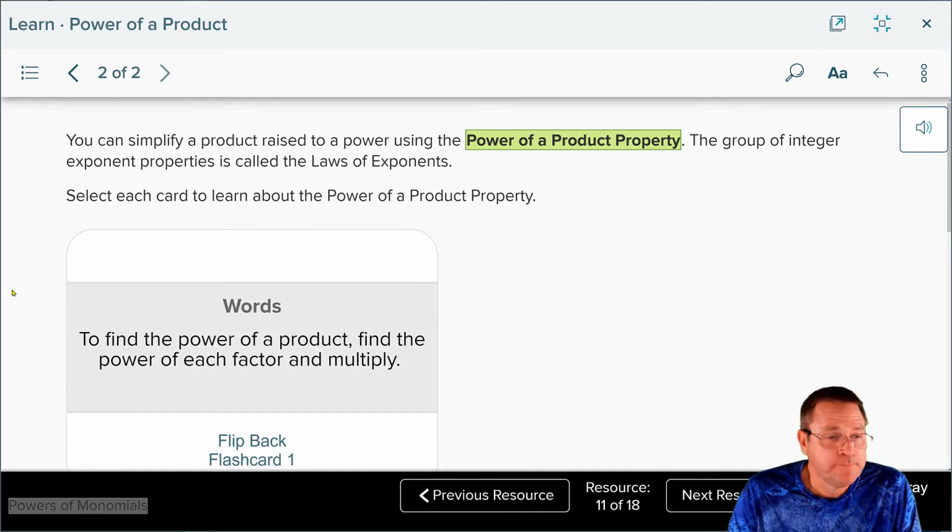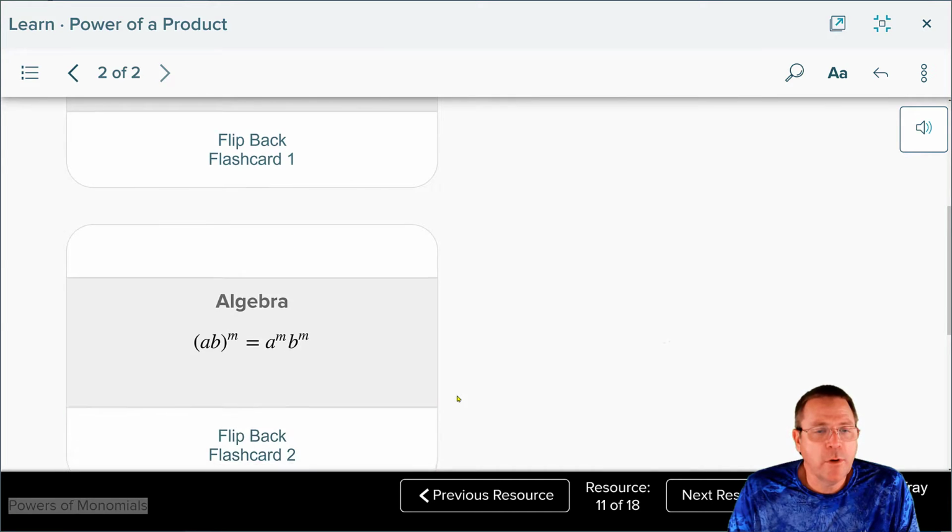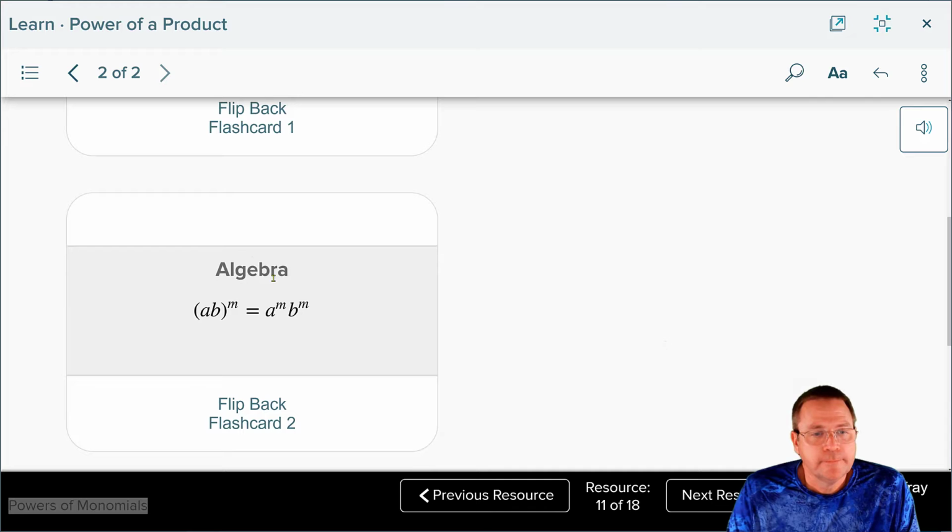Power of a product property states in words, and this is a vocab term, to find the power of a product, find the power of each factor and then multiply. What does that look like in algebra? A times b to the mth power is going to be a to the m times b to the m.